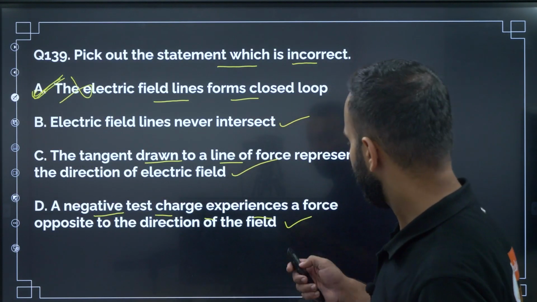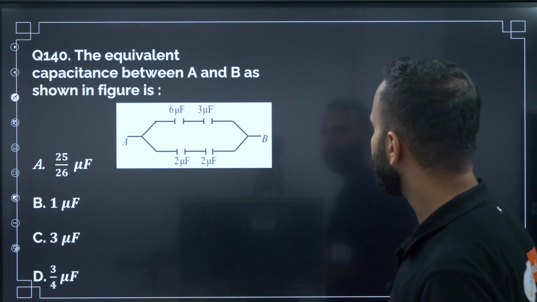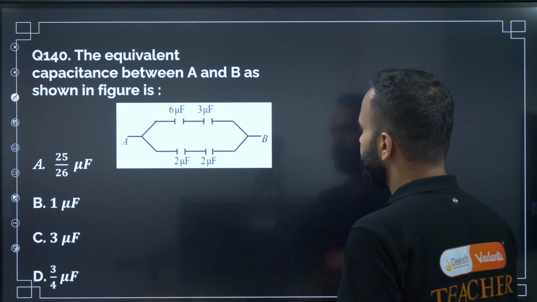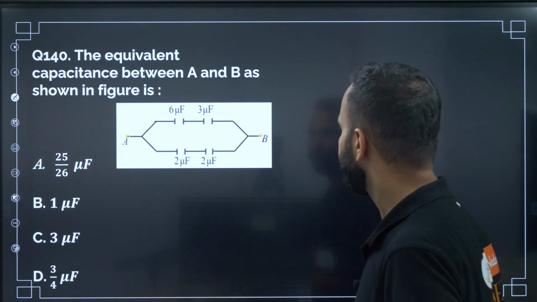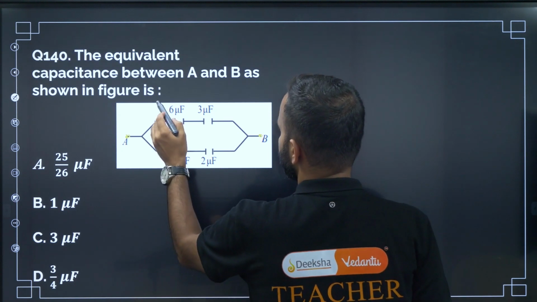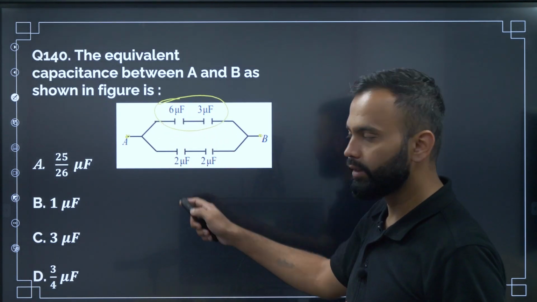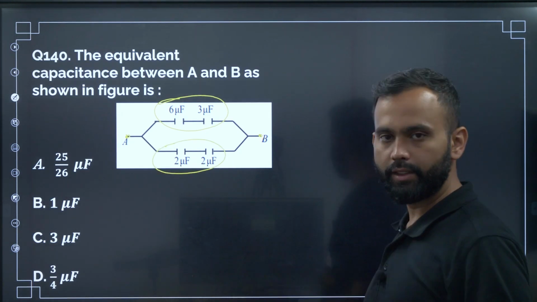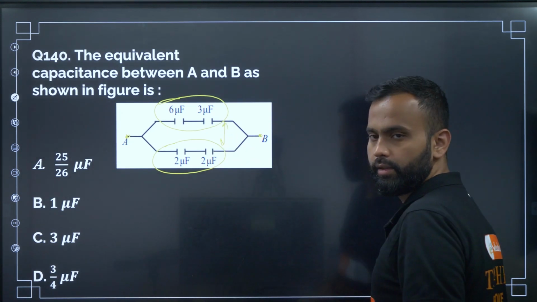Question number 140. The equivalent capacitance between A and B as shown in the figure. Here we need to find the equivalent capacitance between A and B. See here, 6 microfarad and 3 microfarad, these two are in series, right? And the 2 microfarad capacitors, these two are in series, right? So then these two branches are in parallel, right?